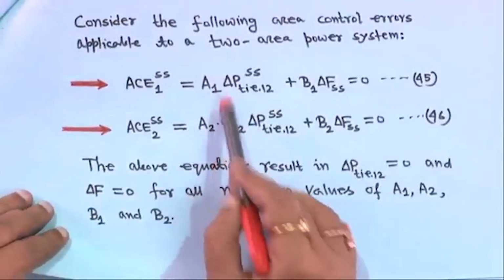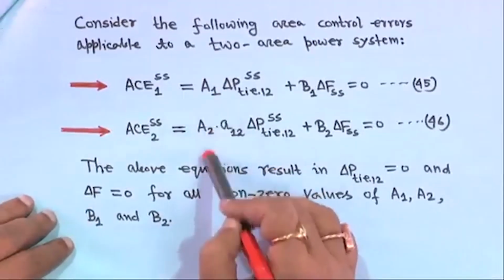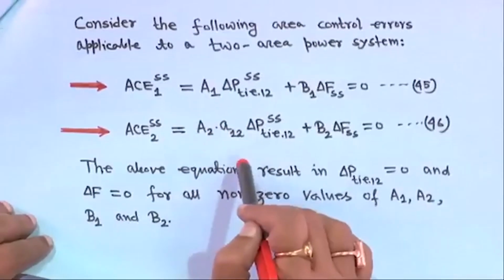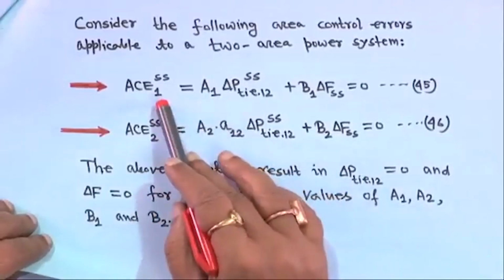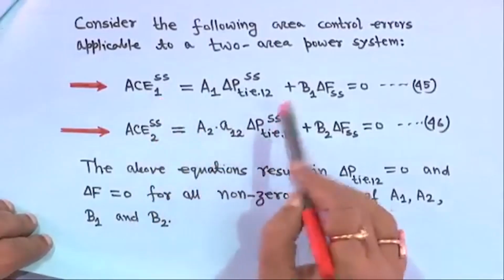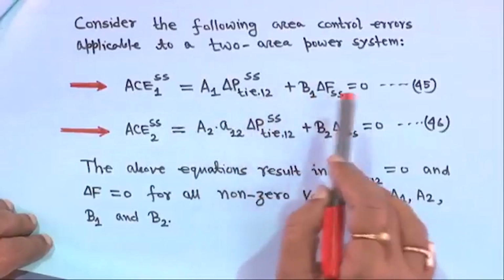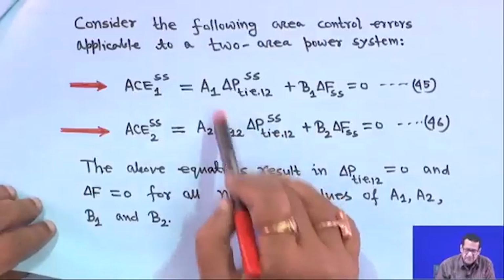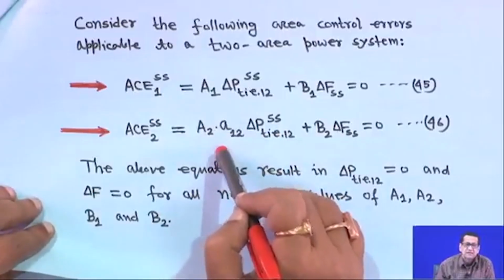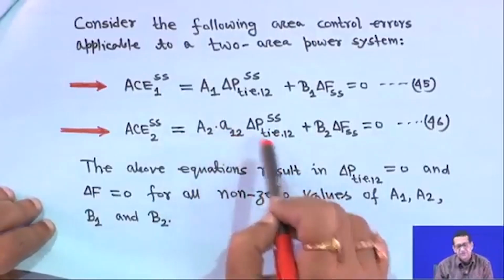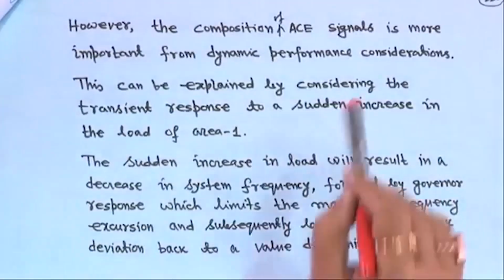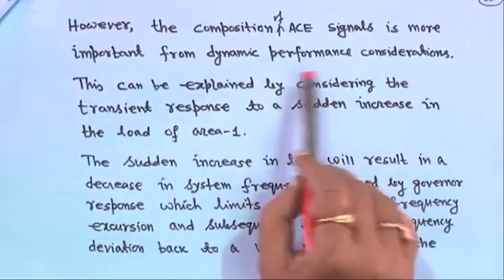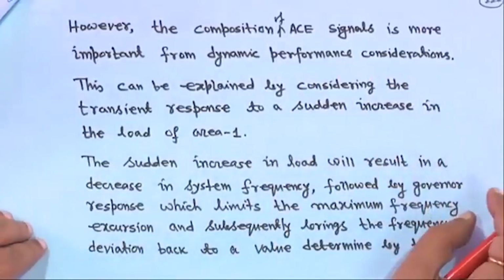That means you can put some values of A1, A2 here, but during the dynamic response, during the transient imbalance, you have to check the transient behavior of ACE1, ACE2, delta P tie 1-2 and delta F1, delta F2. One thing can happen: it may take a long time to settle, and the peak deviation may be much higher. That is why the composition of the ACE signal is more important from dynamic performance consideration, during transient imbalance, while at steady state both become 0.